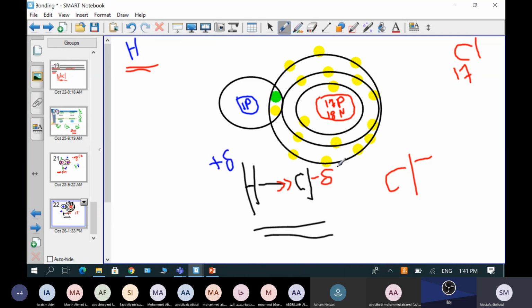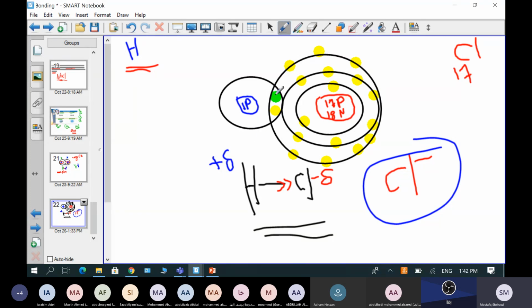So in the covalent bond, if we have 2 atoms that are not the same atoms, we have 2 different nuclei. The attraction force will be greater toward one of these 2 nuclei, the atom that has the greater number of protons. It will have an attraction force for the bonding electrons greater than the other atom. So the chlorine atom, which has a greater number of protons, will have a partial negative charge, not total like this one, but partial. At the same time, hydrogen will have a partial positive charge.